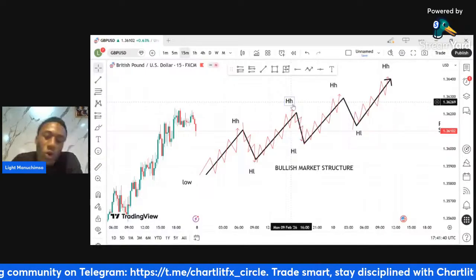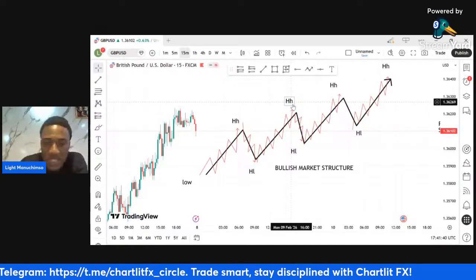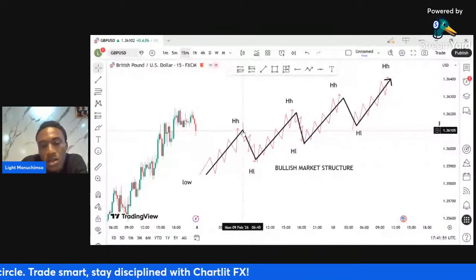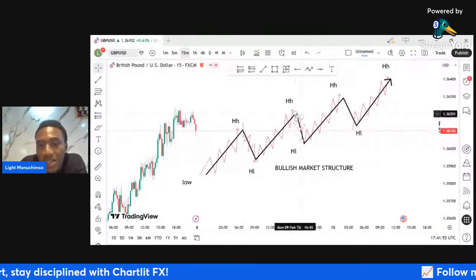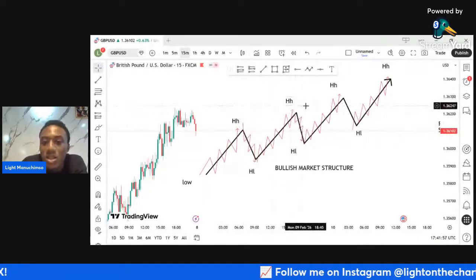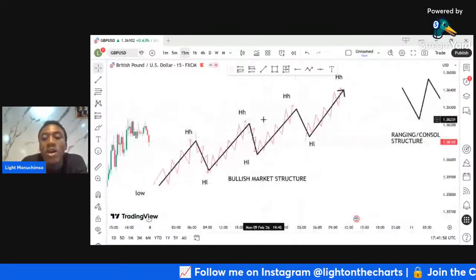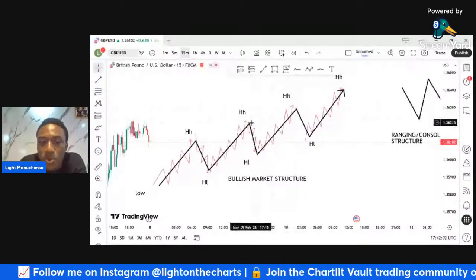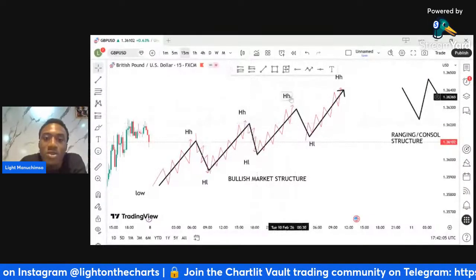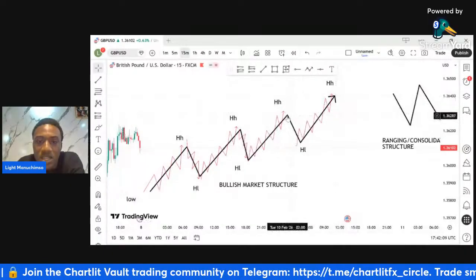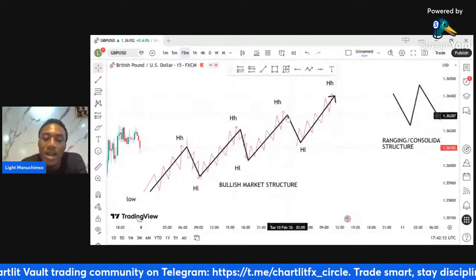Now, why it's called higher highs and higher lows is because this high right here, this is a high, and this high, right, it's higher than this high right here. So therefore, it's a new higher high. And if the market keeps on pushing, this high is higher than this previous high right here. So that is why it's another higher high, and this high is higher than this previous high. So therefore, it's another higher high.